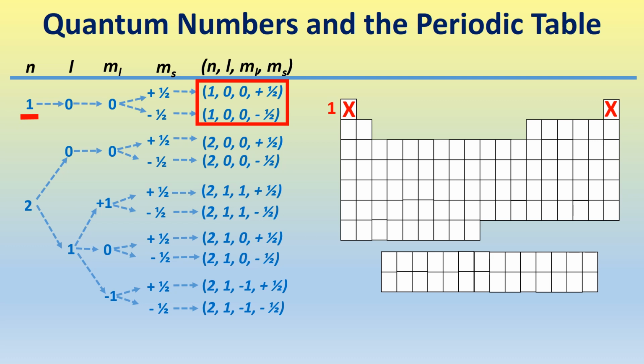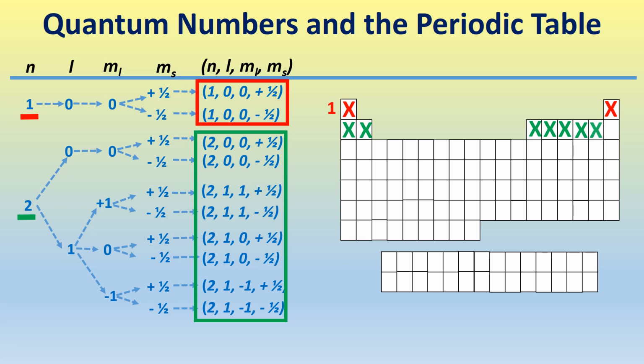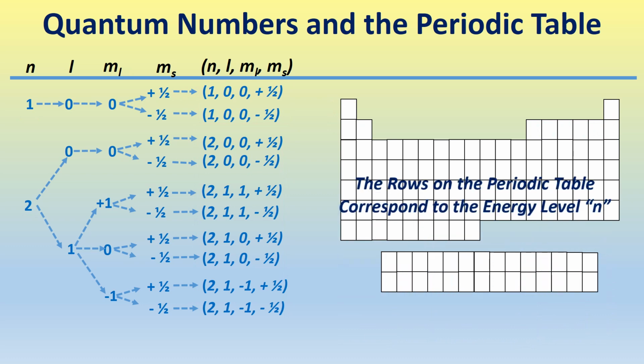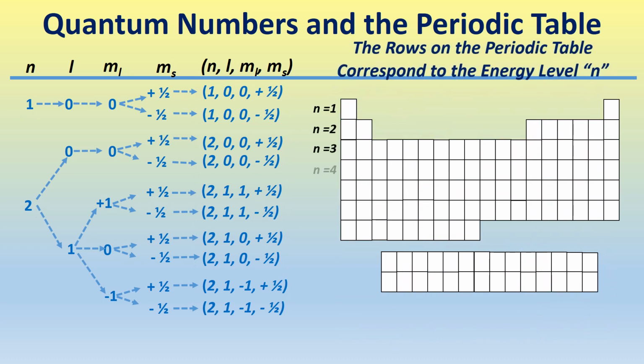In the case where n equals 2, you will note that there are 8 possible combinations of quantum numbers that can be achieved without repeating. There are also 8 elements in row number 2. Therefore, the rows on the periodic table correspond to the individual energy levels of the highest electron, or the last electron added. Looking further, the rows would be n equals 1 through 7.